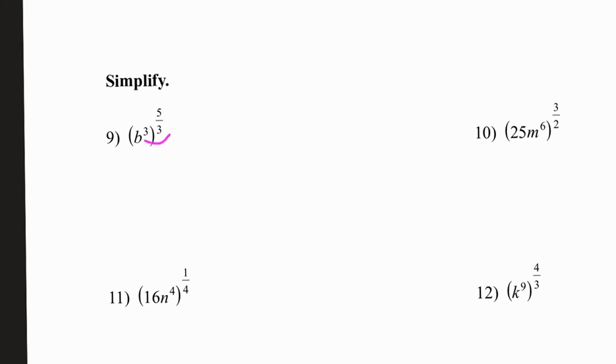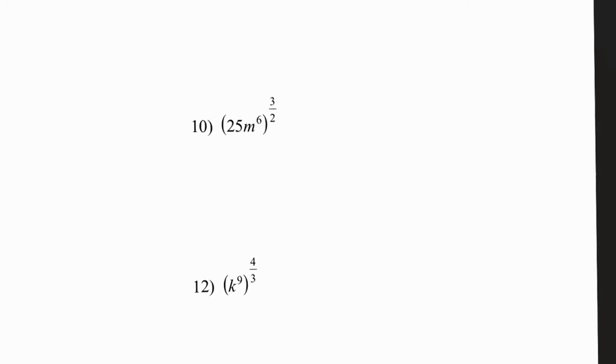If you have a power raised to another power, those get multiplied. And if you multiply 3 times 5/3, you just get 5. So that's as simplified as that can get. Okay, on this next one, just a reminder that this is the square root of the stuff that's in the parentheses. And then this is the power.